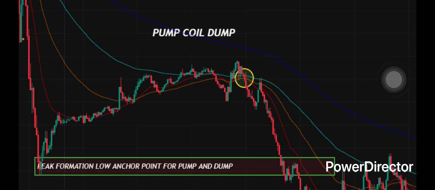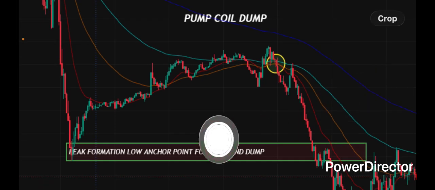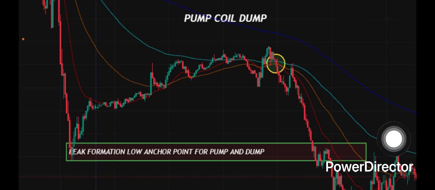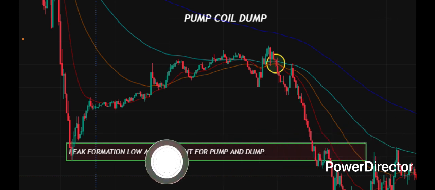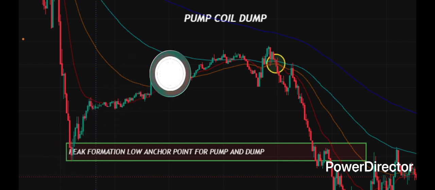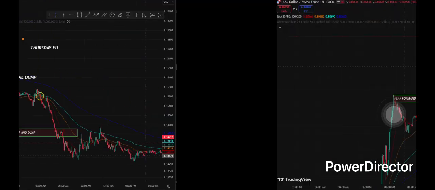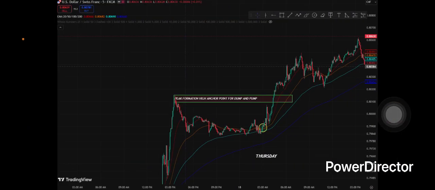Trust the process. You see how clean and clear this pump, coil, and dump is? That's what you're looking for. Whether it's taking place over the course of 3 days or only over the course of 3 sessions, it's still all the same. Then let's look at the opposite case when we're going higher. These are a form of continuation trades. On the day itself, it may be a reversal trade, but on the higher time frame, it's a continuation trade.